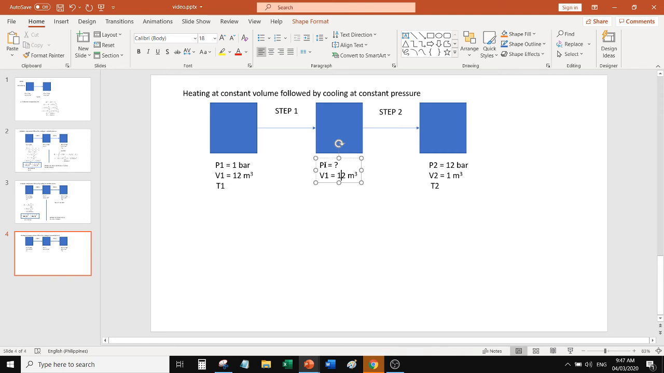Okay, so this should be P2 because step 2 is constant pressure. So step 1 is constant volume, step 2 is constant pressure. So that's why the V intermediate is equal to V1, but the P intermediate is equal to P2. Okay?